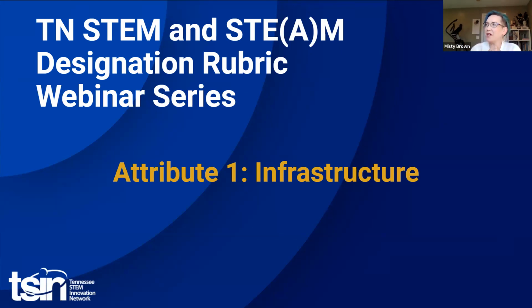We are going to be going over the first attribute on the rubric today, looking at some examples and just kind of talking through it, and also looking at the difference between STEM and STEAM for attribute 1, which is infrastructure.